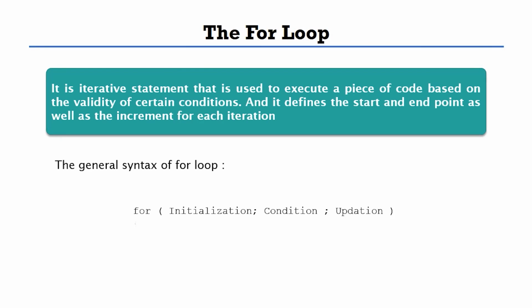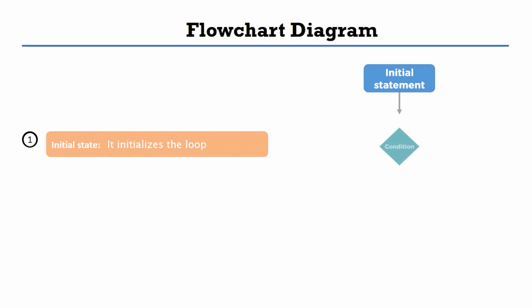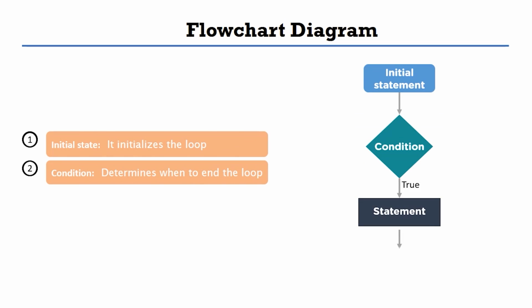The for loop is a repetition control structure which allows us to execute a specific code segment for a finite number of iterations. This loop repeats a statement while a condition is true, and it also terminates the execution if the condition becomes false. Now, coming to the flowchart diagram and its working.